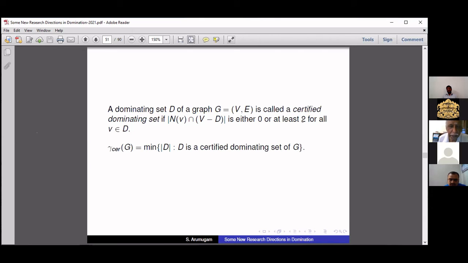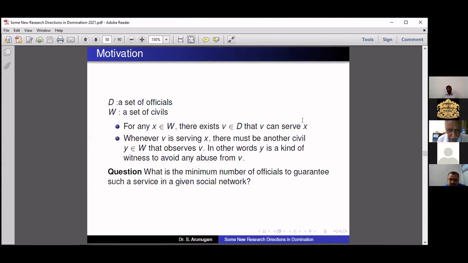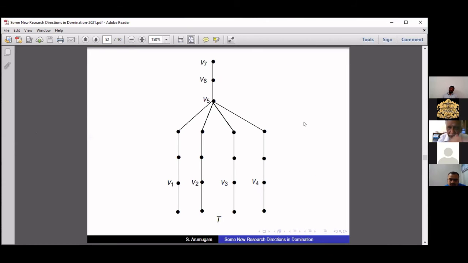The first paper came in 2020, last year. And they give this example of a tree. See here, I have chosen seven vertices. V1 dominates two vertices outside, so whenever V1 serves, the other fellow will be a witness. When V2 serves one fellow, another fellow will be a witness. Similarly, V5 has four vertices as neighbors outside, so whenever V5 serves somebody, some other person can serve as a witness. And these two people are put inside.